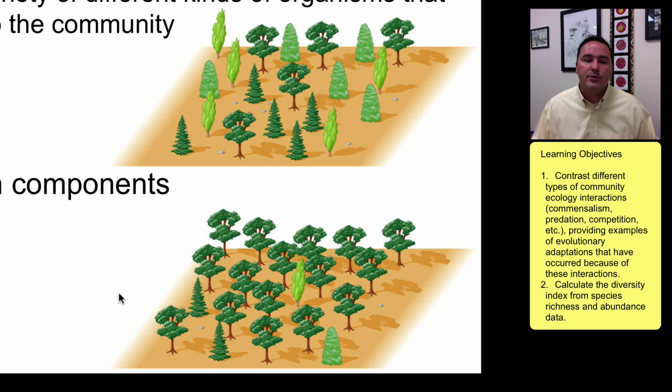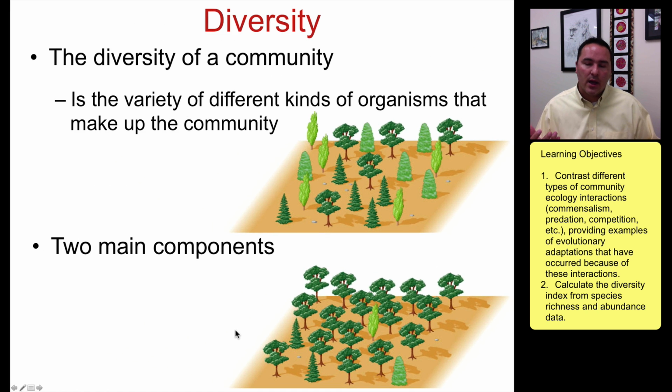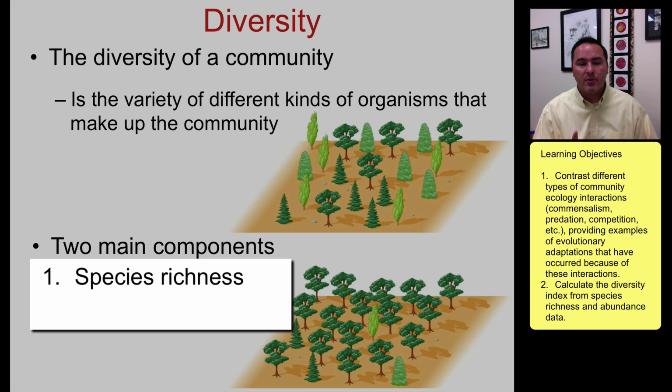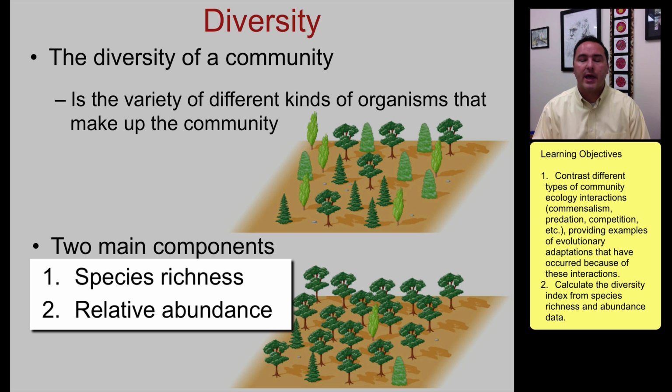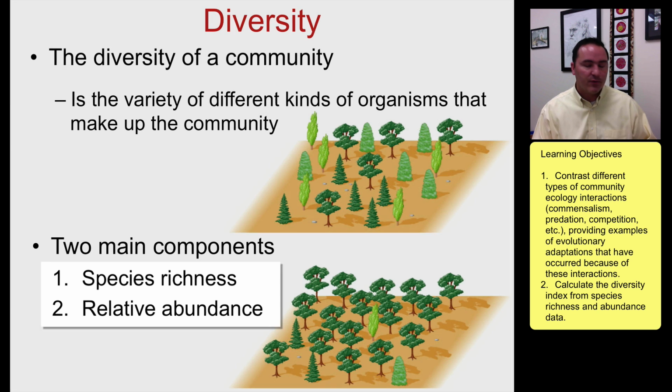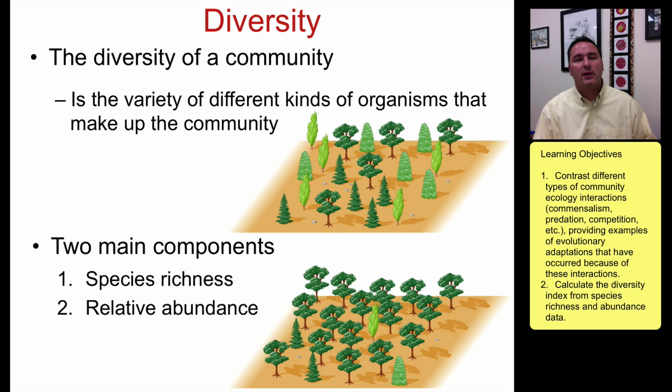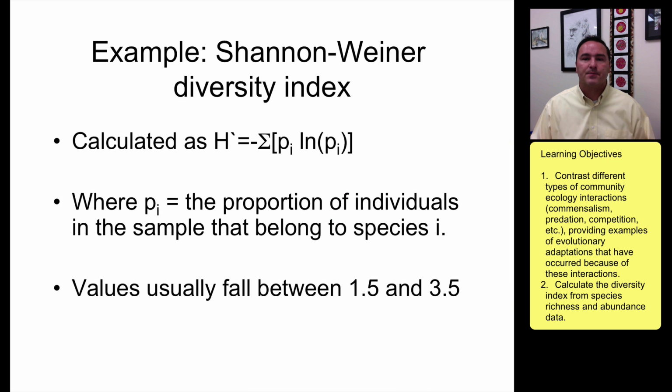So whenever we do a diversity calculation in biology and ecology, we always take into account 2 main components: not just the number of species, that is the first one, it's called species richness, but we also take into account relative abundance. And so, for example, here's one simple way to calculate a diversity index on 2 different populations. I'm going to teach you the Shannon-Weiner diversity index.